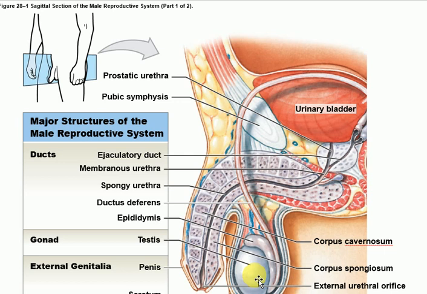The bulb is the root. So why did you call this the bulbourethral gland? Look at it. It's between the bulb and the urethra, isn't it? That's why we call it the bulbourethral gland.